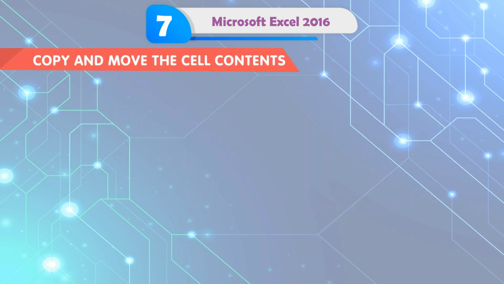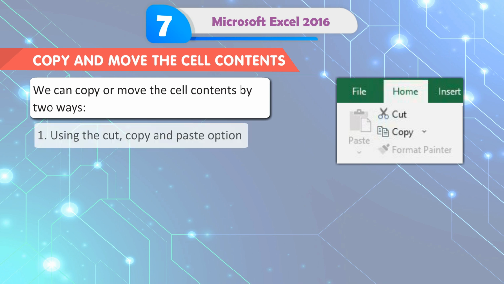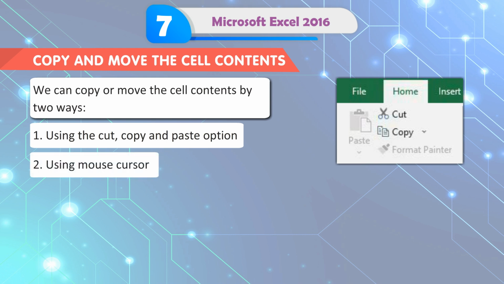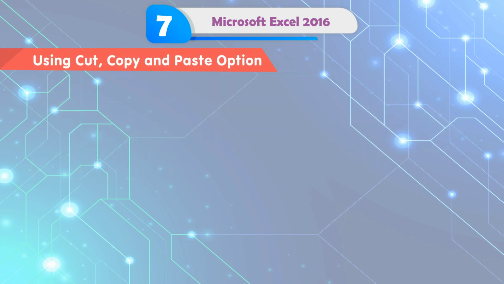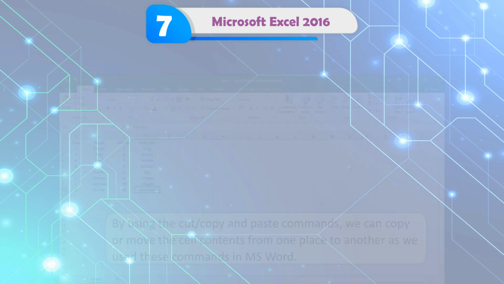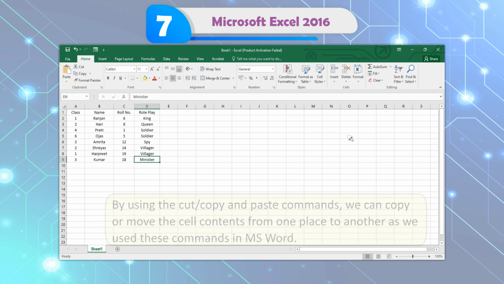Copy and move the cell contents. We can copy or move the cell contents in two ways: one, using the cut, copy and paste option; two, using the mouse cursor. Using the cut, copy and paste option: by using these commands, we can copy or move the cell contents from one place to another as we use these commands in Microsoft Word.